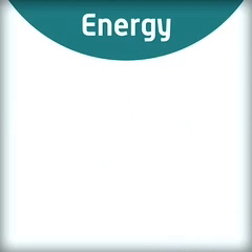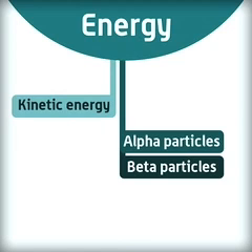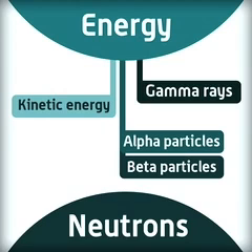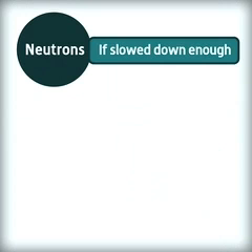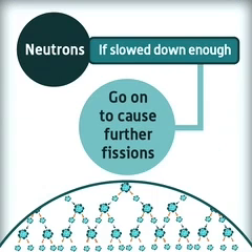As well as releasing energy in the form of the kinetic energy of the fission fragments and as radioactive decay products like alpha and beta particles and gamma rays, the fission process also releases neutrons. These neutrons, if slowed down enough, can go on to cause further fissions, which is how a chain reaction begins.